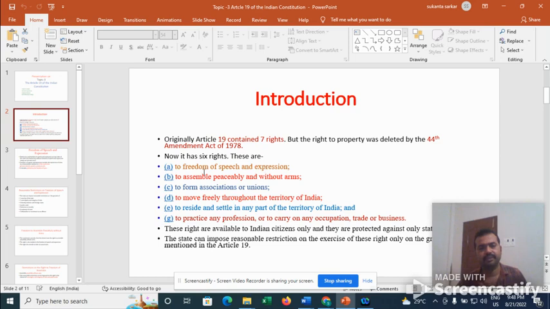These rights are, you can see, right to freedom of speech and expression, to assemble peacefully without arms, to form associations or unions, to move freely throughout the territory of India, to reside and settle in any part of the territory of India, to practice any profession or to carry on any occupation, trade or business. And these rights are available only to Indian citizens, not to foreigners.